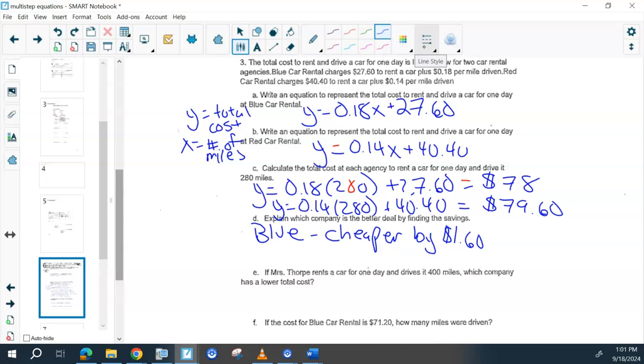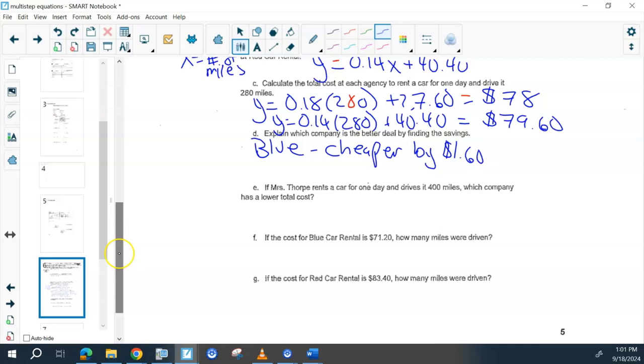Make sure you're putting it back on the hook. Then part E is similar to part C, where you are just changing the number of miles. So again, you're finding a total cost for both, but putting 400 in for x.